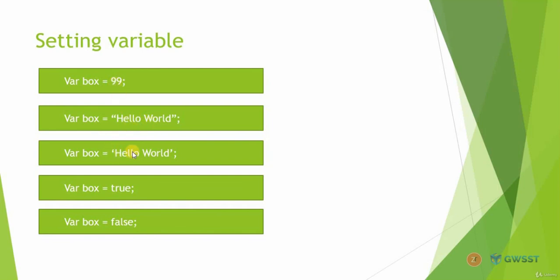You can also use single quotation to store your strings or text inside the variable. But when you're using true or false, which we call booleans, you don't have to use any kind of quotations over here. You can directly type in true and false. JavaScript understands best which is true and which is false, or which is a boolean inside JavaScript.